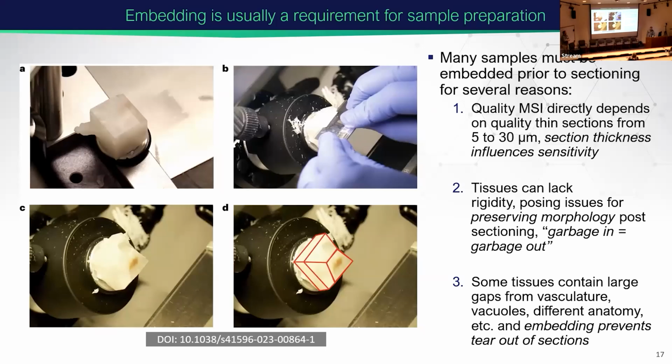Then, I mean, Kevin already pointed it out in the second one: garbage in, garbage out is what we call this second reason why we want to embed and section well, and it is that we want to preserve the morphology of the sample.